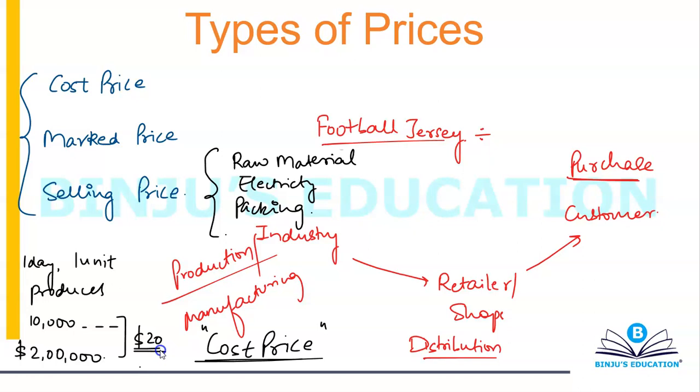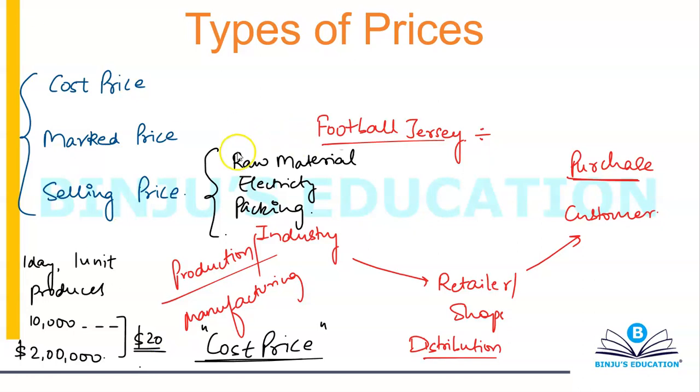Now this 2 lakh dollars will include, for example, your raw material price, because you'll have to procure your fabrics. Then there will be packing also, and a lot of other things are going to be there. Okay, then there is a running cost of machinery. So whatever it is there, the amount of money that is incurred in producing or manufacturing something is known as the cost price.